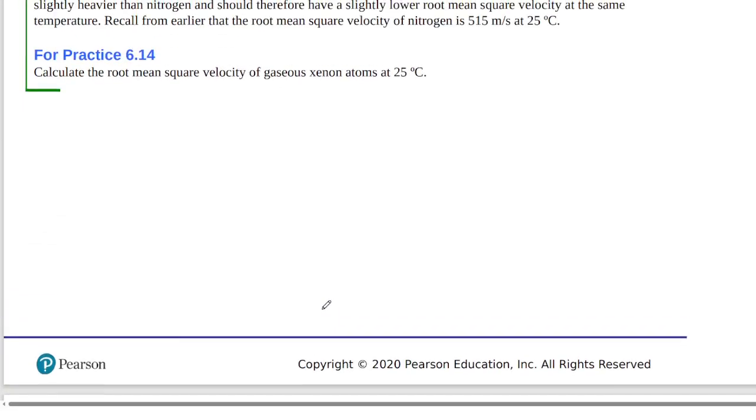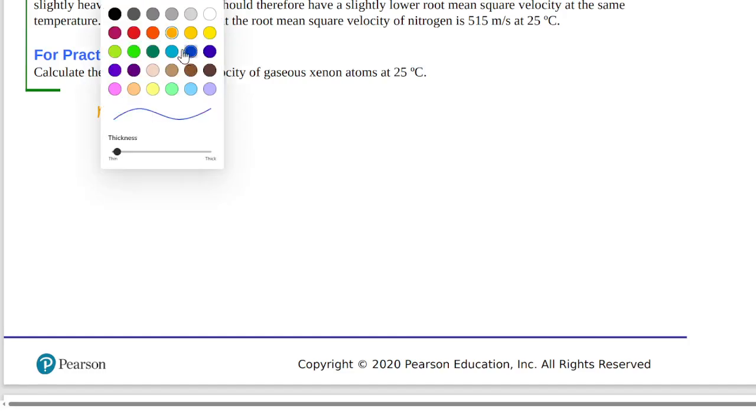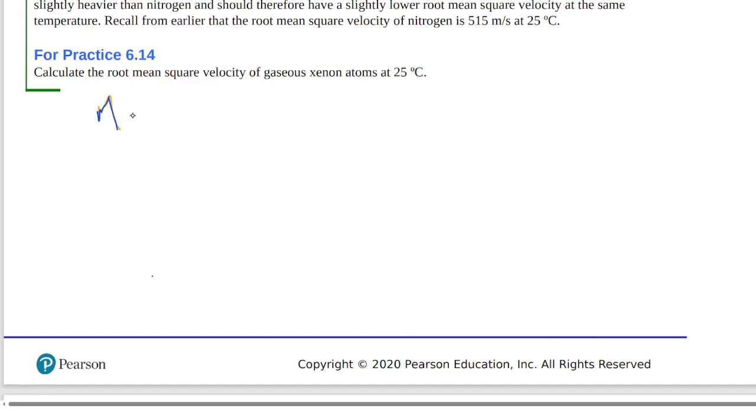Now let's work the practice problem. Calculate the root mean square velocity of gaseous xenon atoms at 25 degrees C. So the molar mass of xenon is equal to 131.293 grams per mole. Let's go ahead and convert that to kilograms per mole.